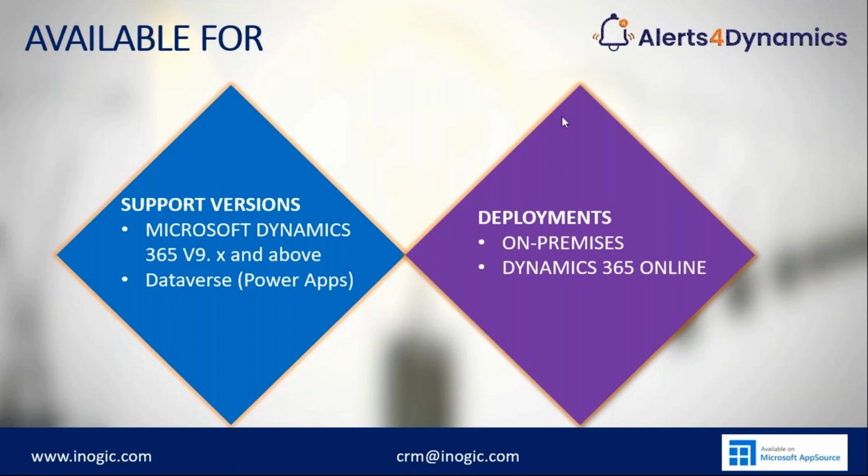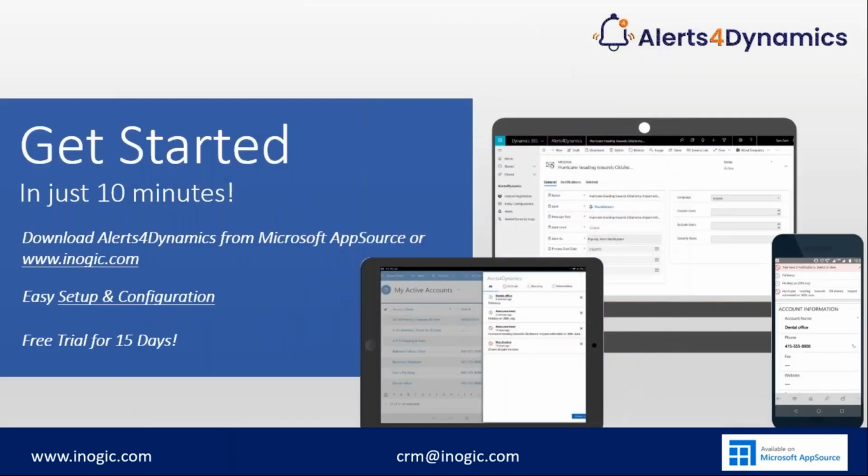So the Alerts for Dynamics app is supported on Microsoft Dynamics CRM 9.x and above, as well as on Dataverse Power Apps, and can be deployed on-premise and online as well. Getting started with Alerts for Dynamics is really simple. You can download the solution from Microsoft AppSource as well as from our website www.inogic.com. If you need any assistance in setting up the trial, you can reach out to us at crm@inogic.com. We would be happy to assist you.